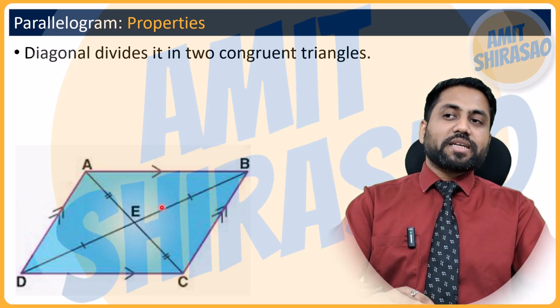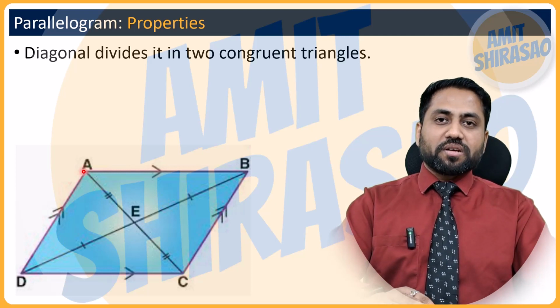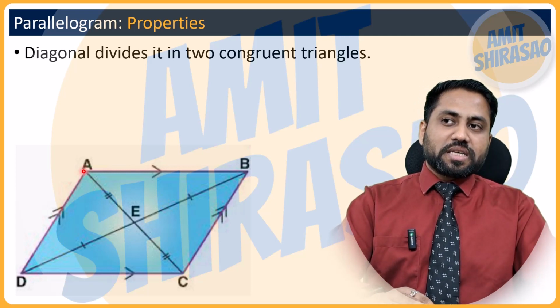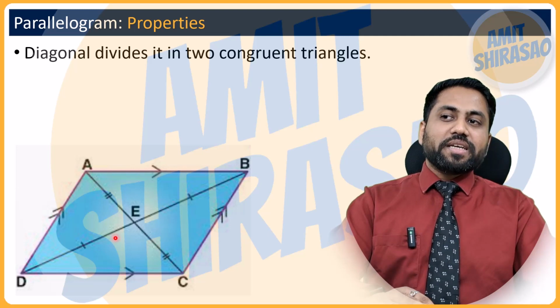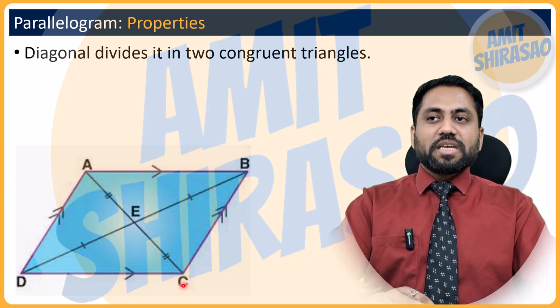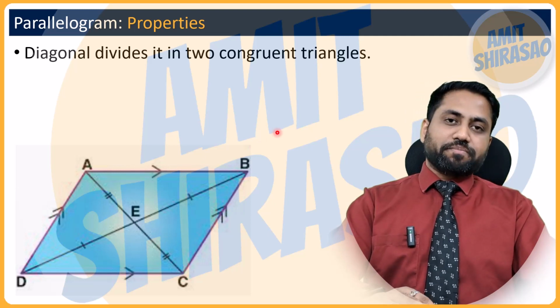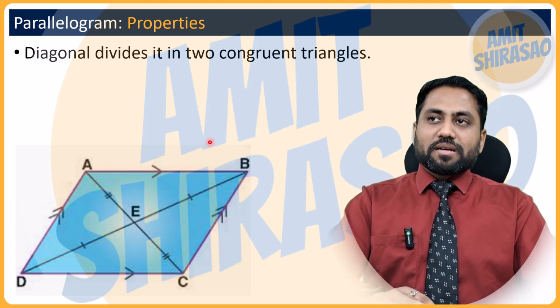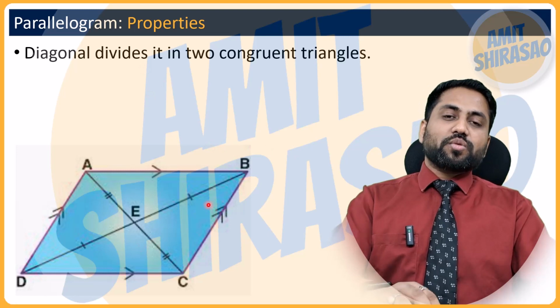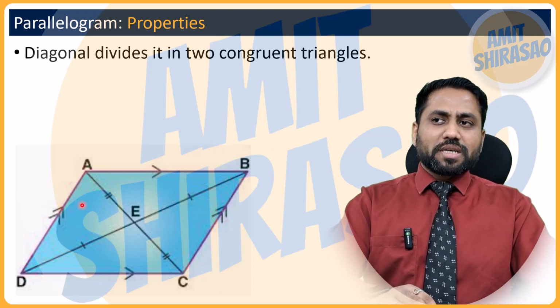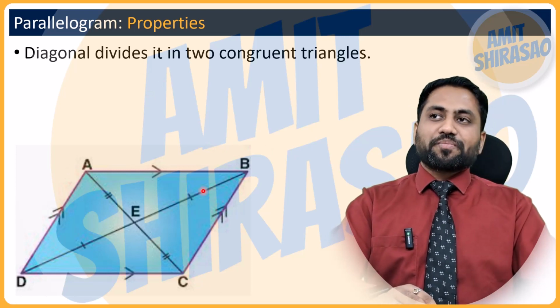So due to that angle side angle theorem, you can very easily say that triangle ABD is congruent to triangle CDB. Okay. So this proves that the diagonal divides it into two congruent triangles. Similarly, for this diagonal also you can prove in the similar fashion.